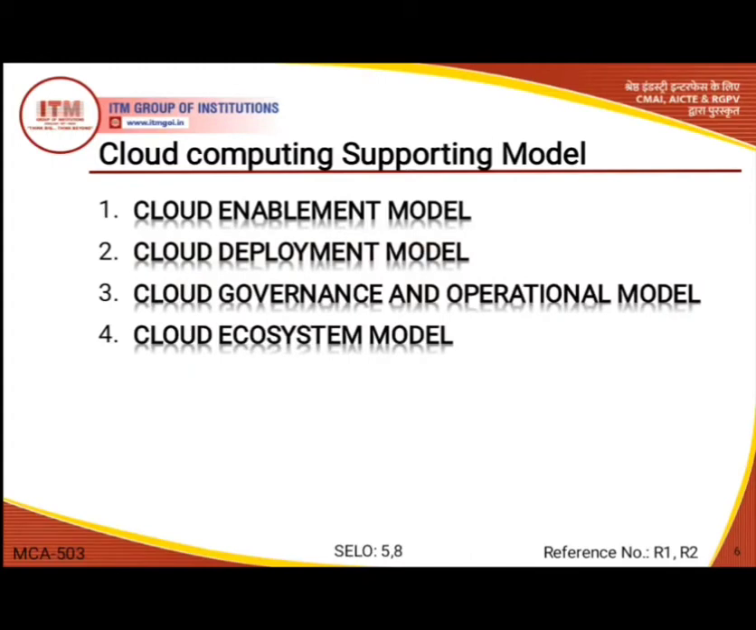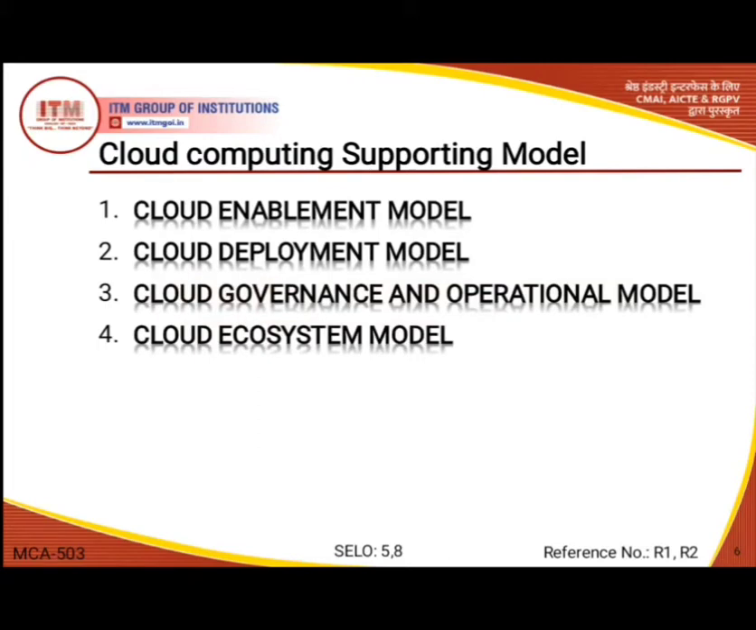Here it describes the range of cloud deployment scenarios which are available to our enterprise, such as internal private cloud and external private cloud, as well as hybrid and integrated cloud and community or vertical cloud. So basically the deployment is based on these types of cloud methods, and these deployment scenarios may be mixed and matched. Okay, next one is the cloud governance and operational model.